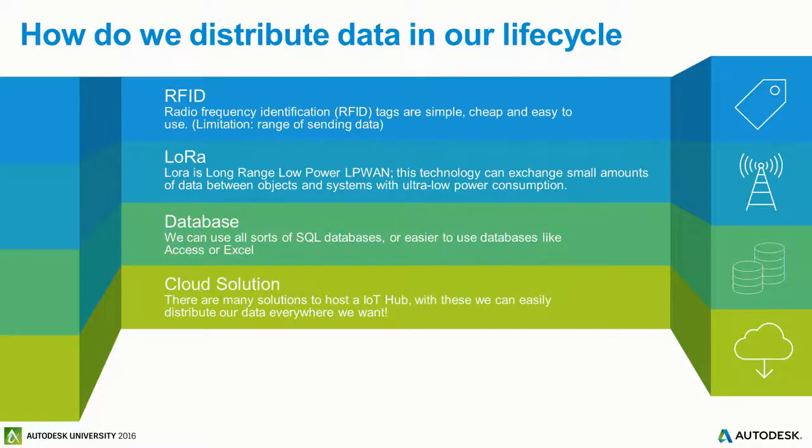Yeah, but how do we get the data in our life cycle? How are we going to do that? I have put down two methods to get it and two methods to distribute it. So the first one is RFID, radio frequency identification. Those are simple tags. It's the same as when you go into your building and you log in with your key card and you get access to your office. Those are cheap. There are practically no costs.